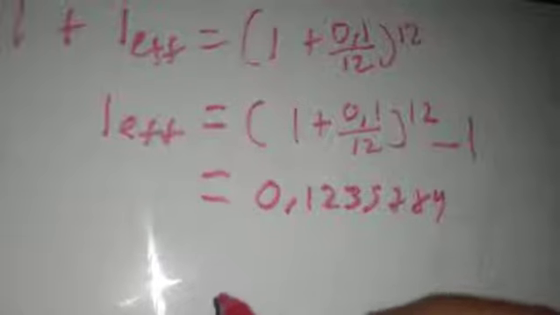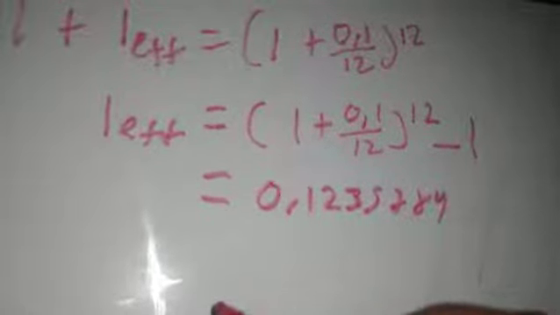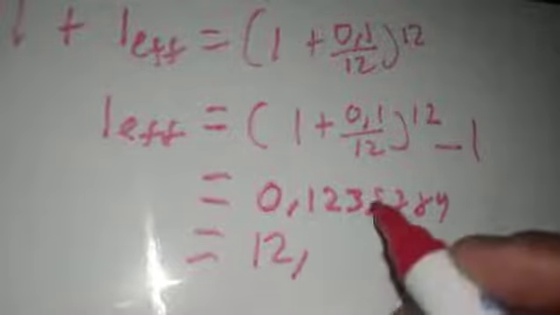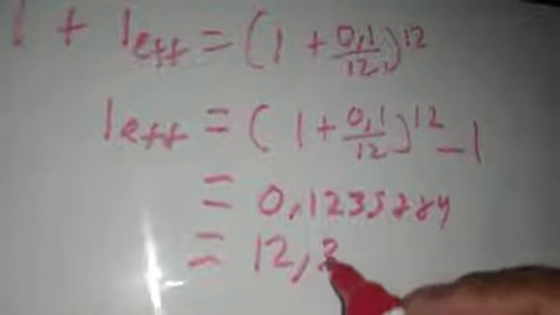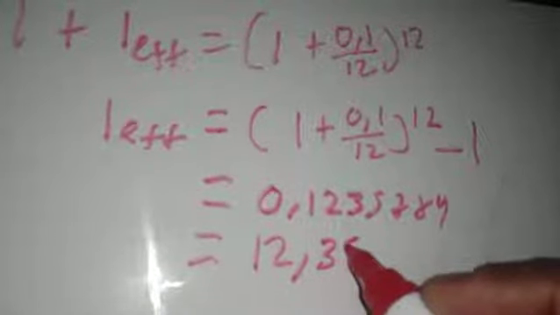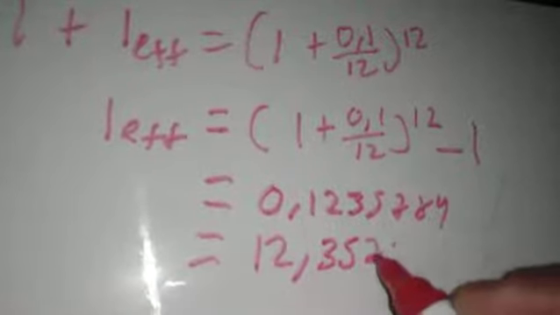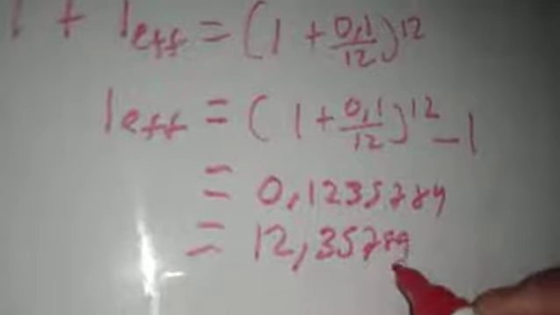You have to multiply by 100, because remember, whenever it's interest, we divide by 100. So now whenever we want to find the interest, we have to do the opposite and multiply by 100. When we multiply by 100, the answer is going to be 12.35789. Then we have to round off. When you round off, it's going to be 12.36%.